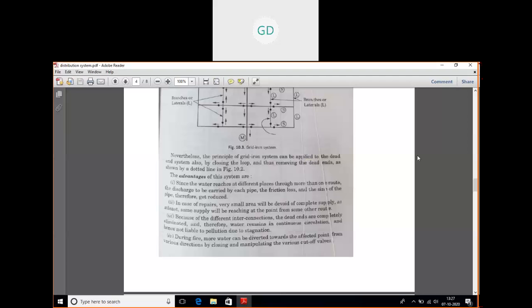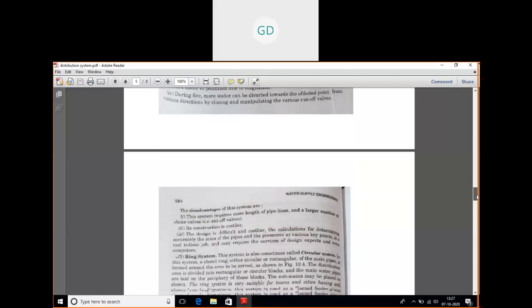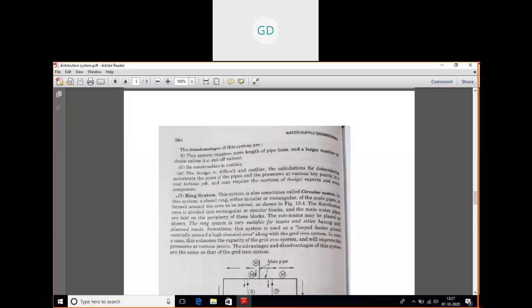Okay, so next is your disadvantage. Here this system requires more length of pipes, and also the cutoff valves or the switch valves through which the discharge can be manipulated. So that is also in a large number.